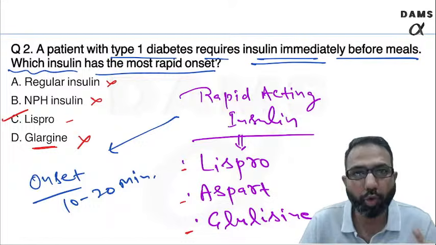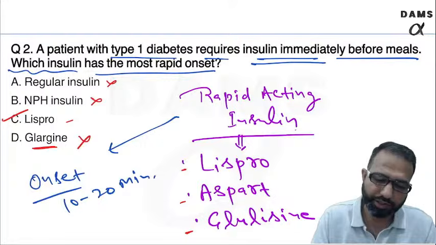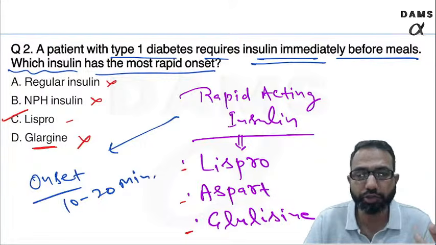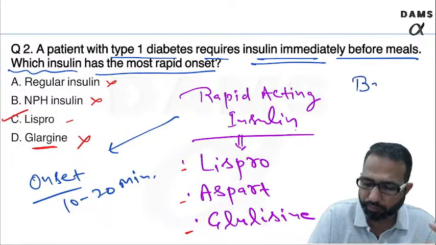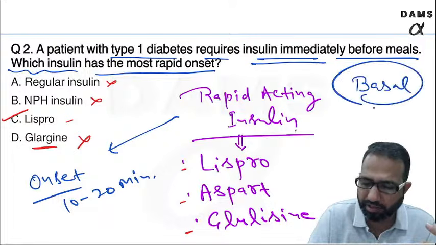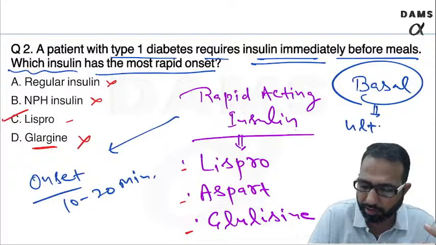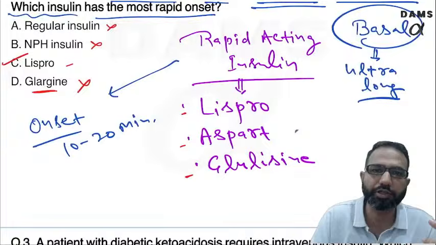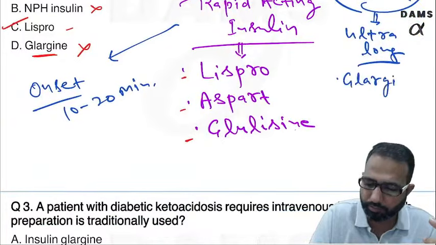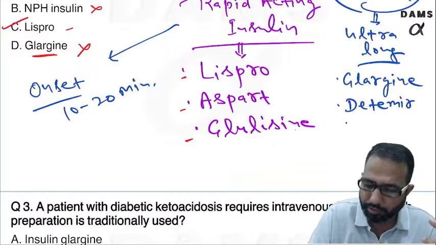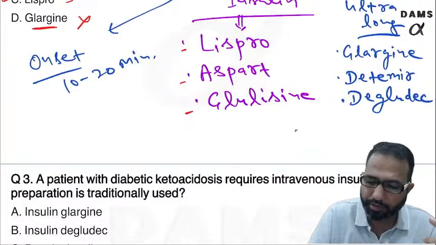Do you know which is the long acting insulin? If they ask you the ultra long acting insulin, longest acting insulin, or peakless insulin, or the basal insulin, which are they? In ultra long acting, we have glargine, detemir, degludec, and icodec.